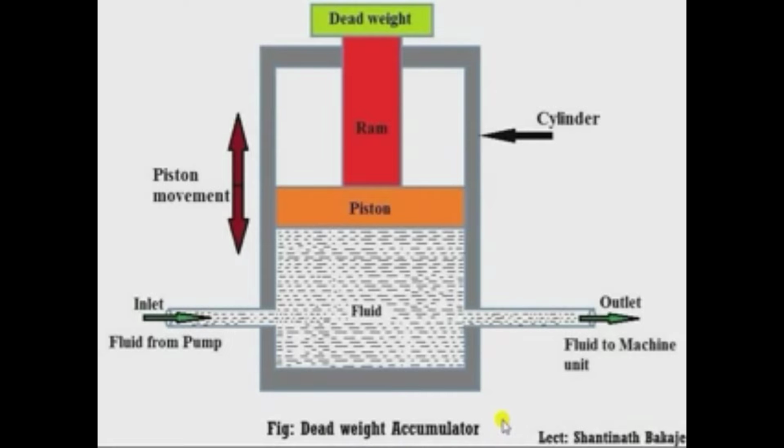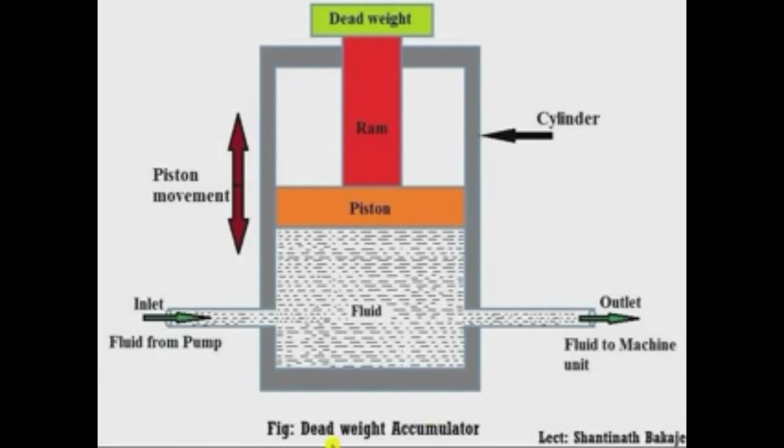So let us start with the definition. A dead weight accumulator is a fluid pressure storage reservoir in which fluid is held under pressure by a dead weight. In simple words, an accumulator is used to store energy in the cylinder and release that stored energy to the machine unit whenever the machine unit needs it. So this is all about the definition.